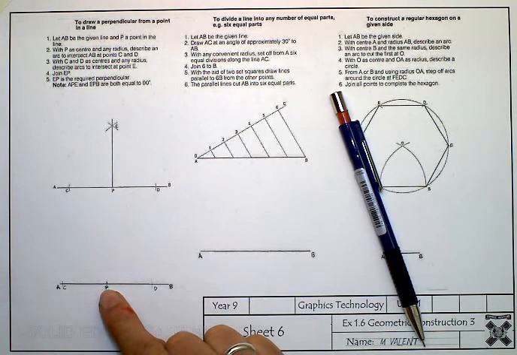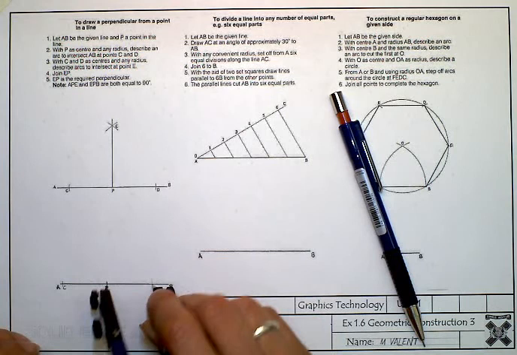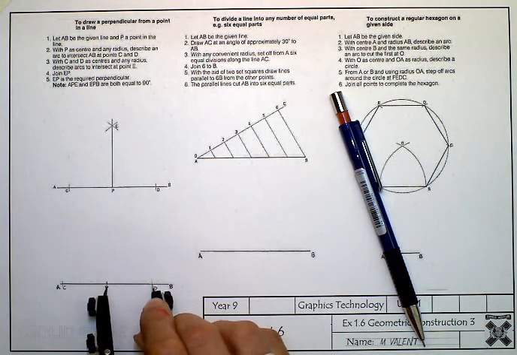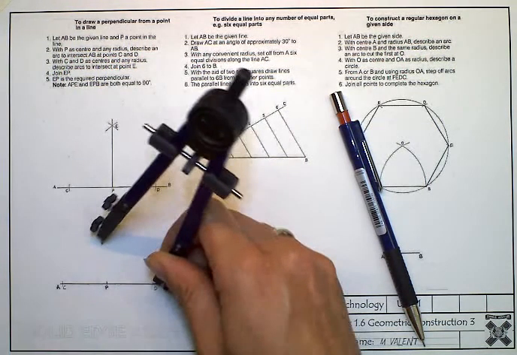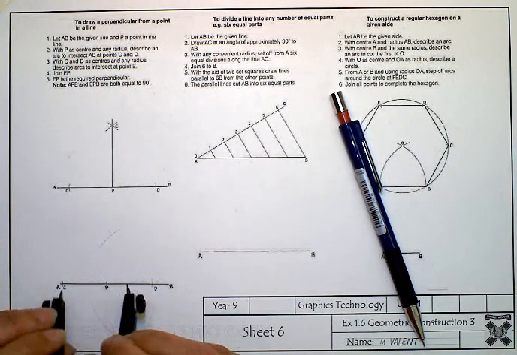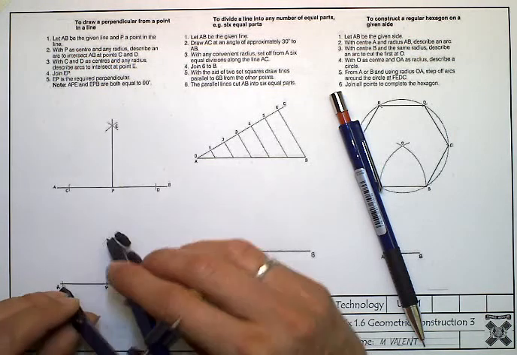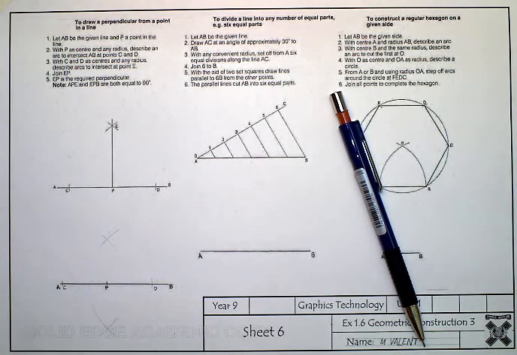So we're basically just bisecting the line again. If you recall from the previous two exercises, we're going to put our compass at the end of the line, set it to more than halfway, arc above, arc below, same on the other side, set it at point C, very light arc above, light arc below, and just join those points up.